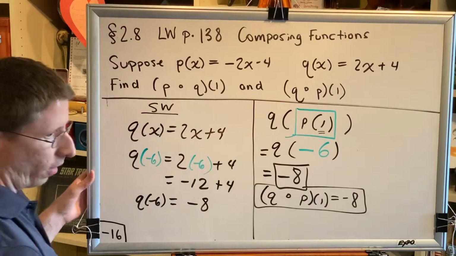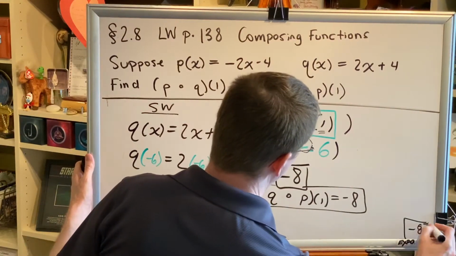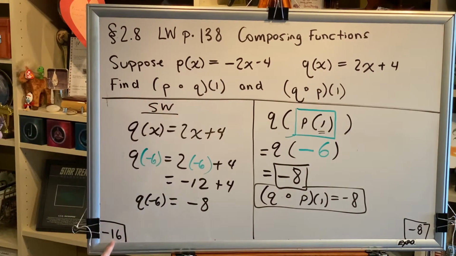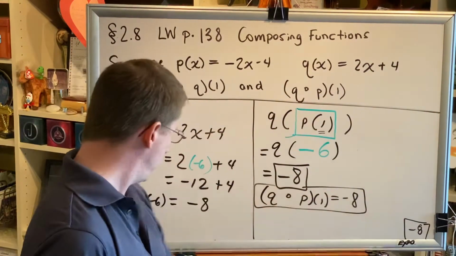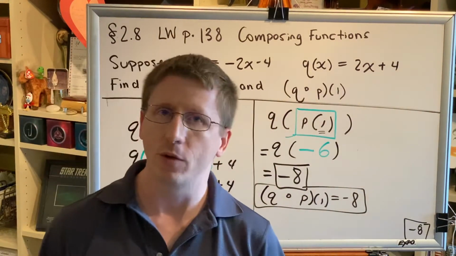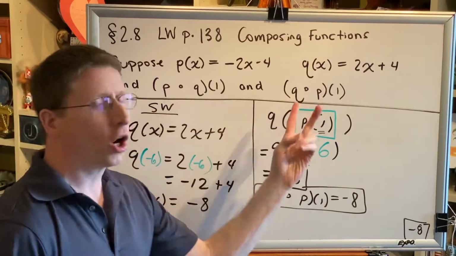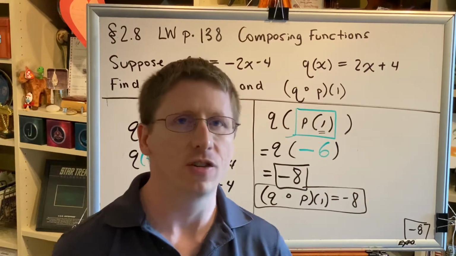Now, before we call this one problem done, there's something that I want everyone to notice. P composed with q of 1 gave us the answer negative 16, but q composed with p of 1 gave us the answer negative 8. Those values are different. What that means is swapping the order in which you compose two functions matters. It changes the answer.